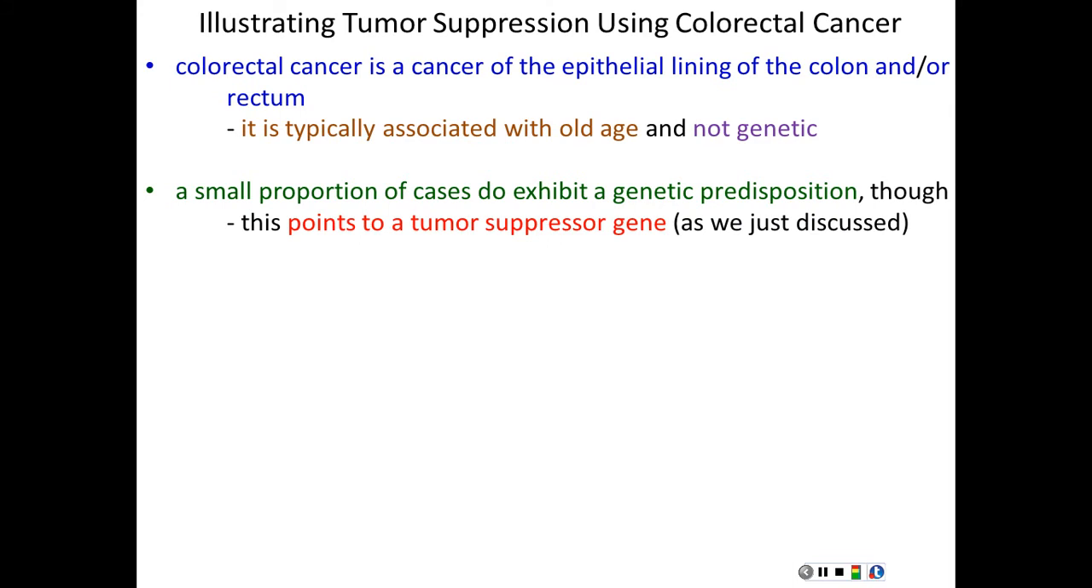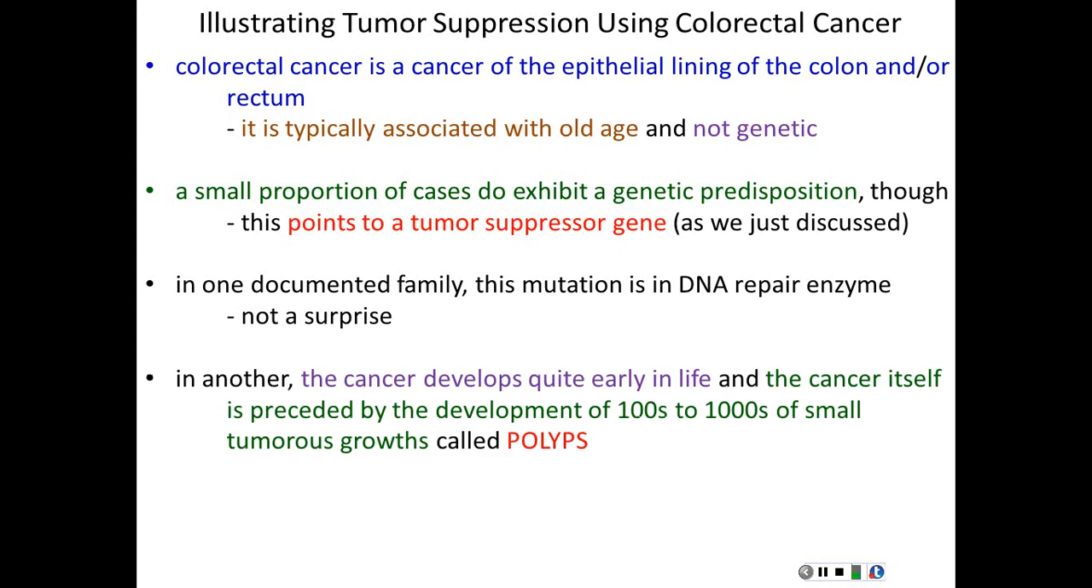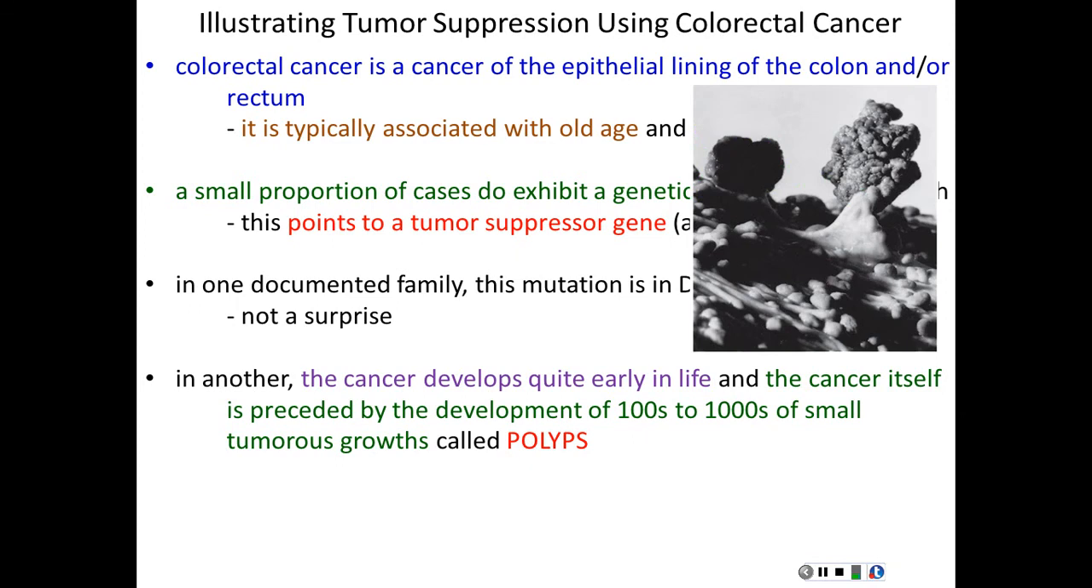So this points to a tumor suppressor gene, because only tumor suppressor genes have the ability to be recessive, to give a genetic predisposition. In one documented family with this predisposition, the mutation was in the allele for a DNA repair enzyme, dovetailing with what we've just discussed. That's not a surprise to us anymore. In another family, the genetic predisposition of the cancer develops quite early in life. The cancer itself is preceded by the development of hundreds of thousands of small tumorous growths called polyps, which you may have heard of before.